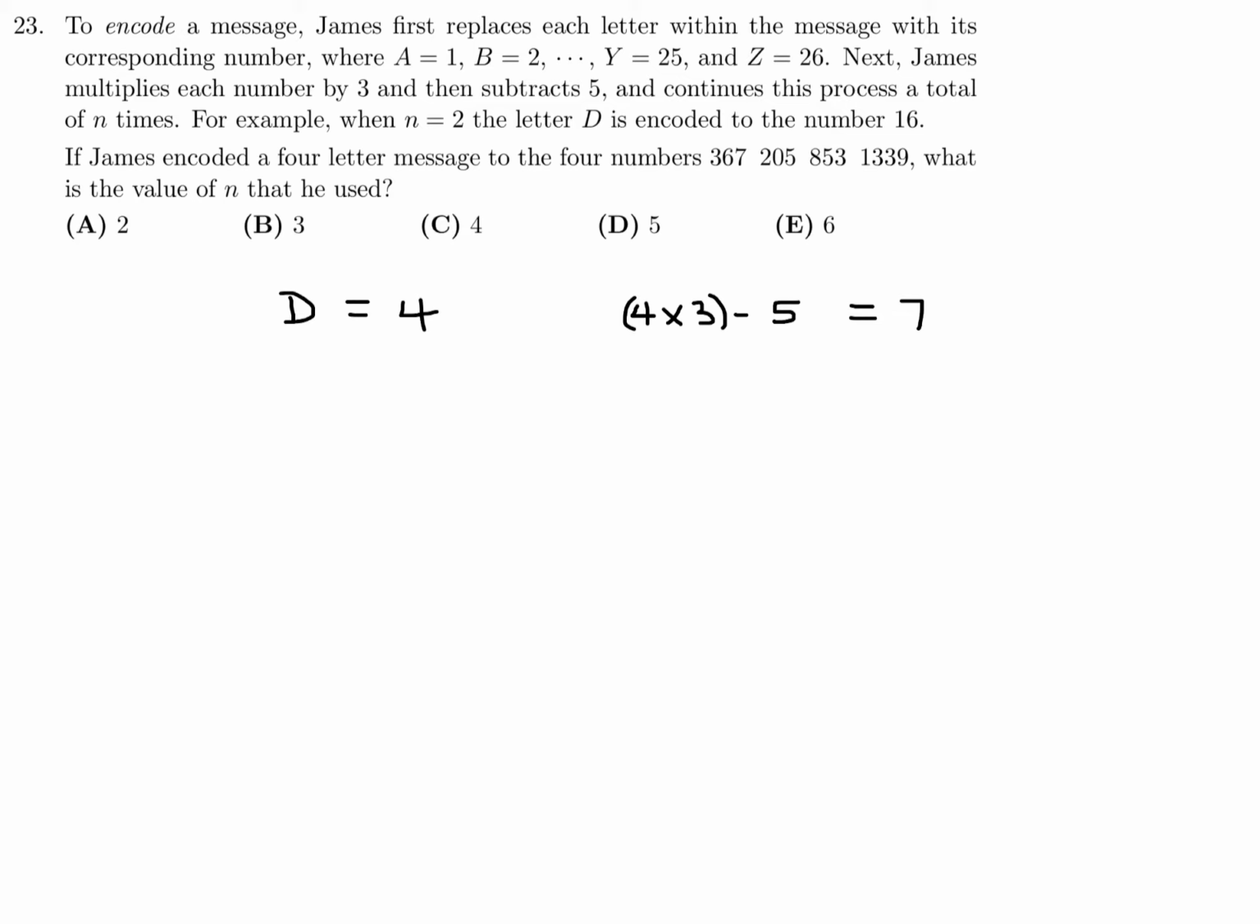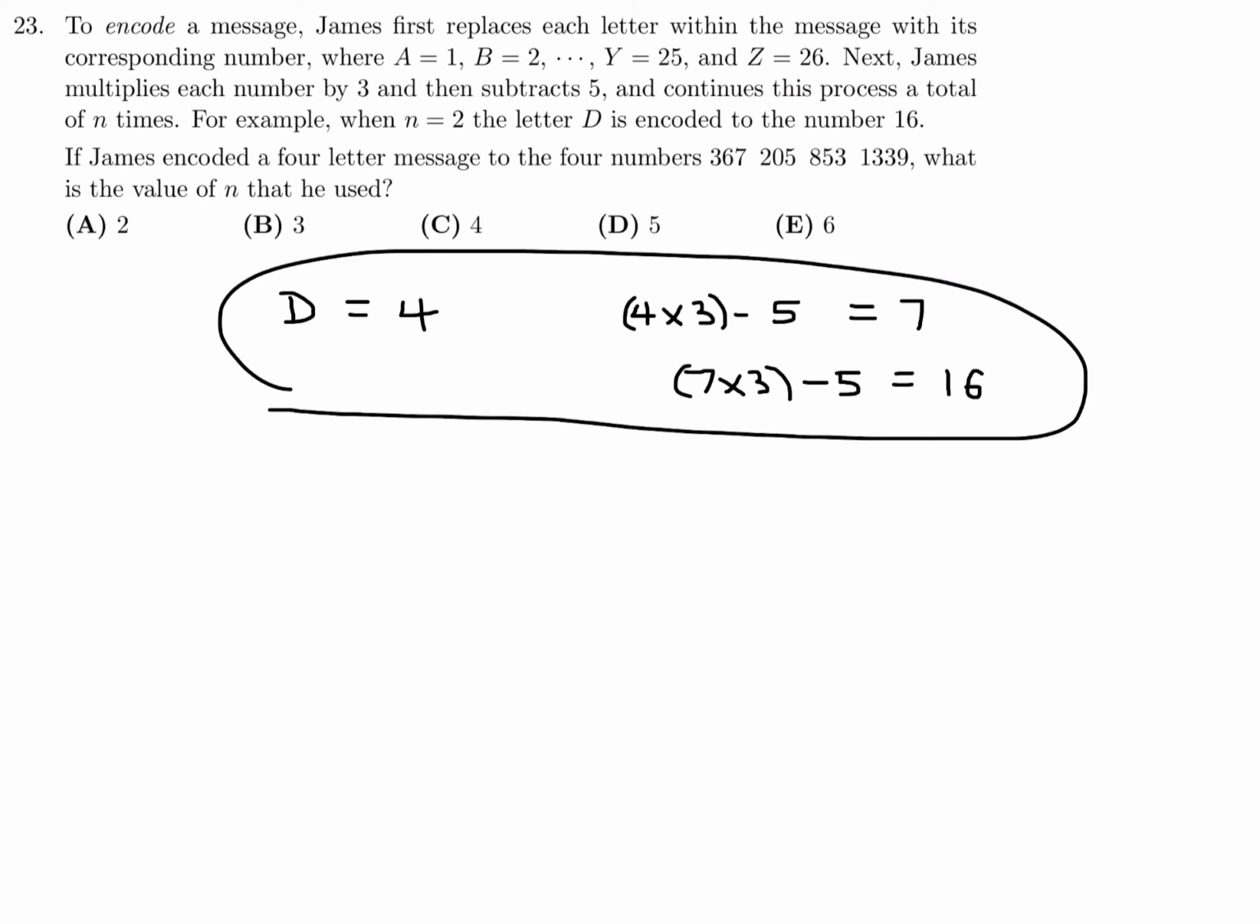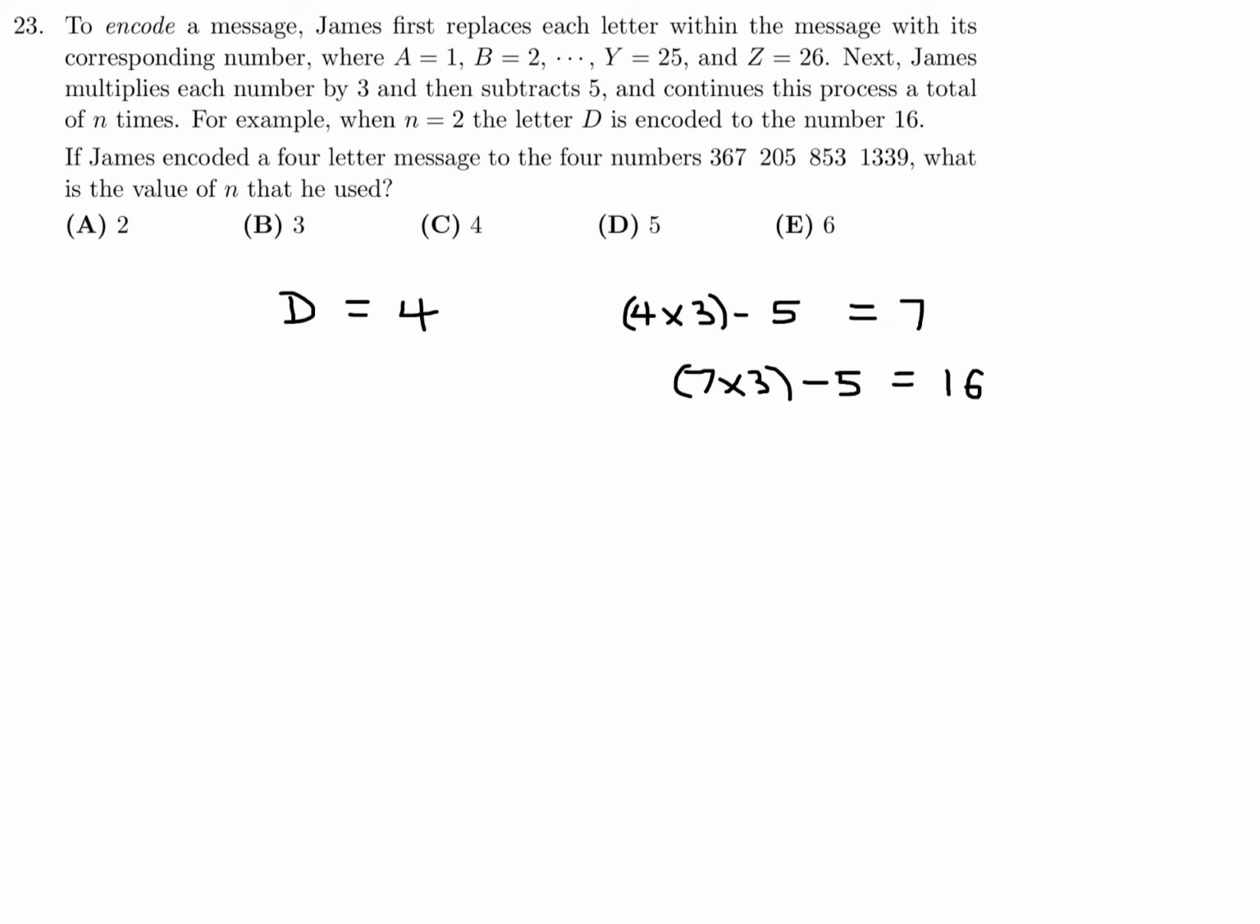Okay, let's do it a second time. So you take that 7, multiply by 3, and then subtract 5. So this looks like 21 minus 5, which is 16. And that's what they are saying. So they gave you an example, and I just wrote out the example. Now they're saying that you are taking 4 letters, and then eventually those 4 letters convert to these numbers.